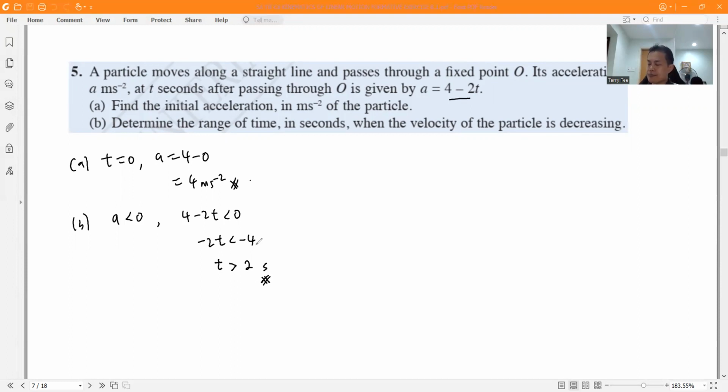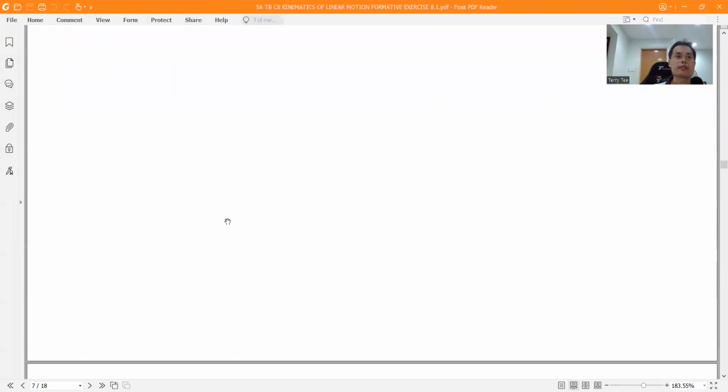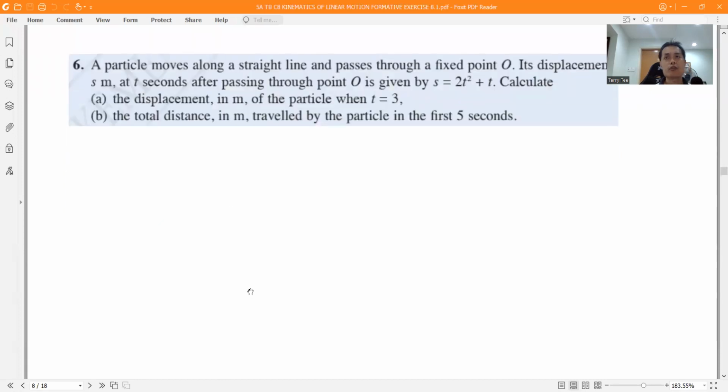All right, moving on to number 6. The particle moves along a straight line from fixed point O, and the displacement is given by this function. Find the displacement when t is 3. When your t is 3, your displacement is 2 times 3 squared plus 3. This is 9, 9 times 2 is 18. 18 plus 3 is 21 meters.